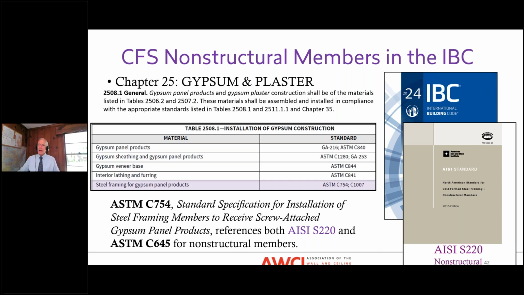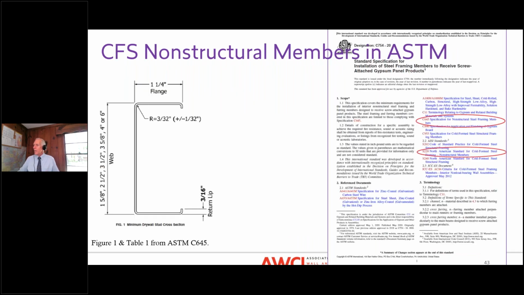So if you look at ASTM C754-20, which is the one that's referenced in the code, it has in the references over on the right-hand side, and I put red circles around them, ASTM C645 and AISI S220. Now, the reason I bring up ASTM C645 is C645 is still in a lot of architectural specifications, and ASTM C645 also has this nice little drawing giving the dimensions of a standard member.